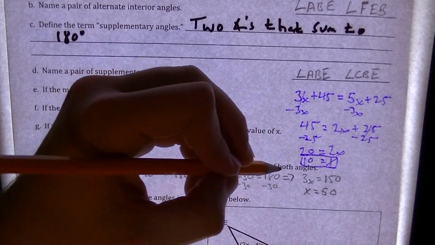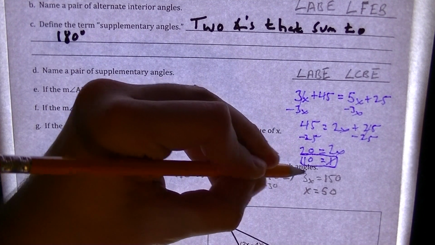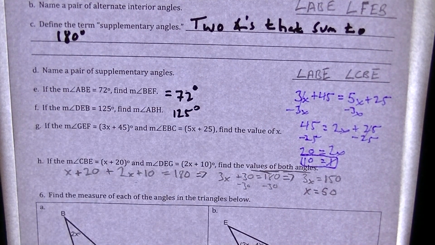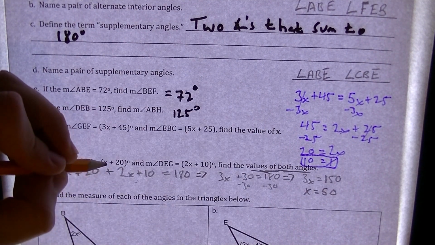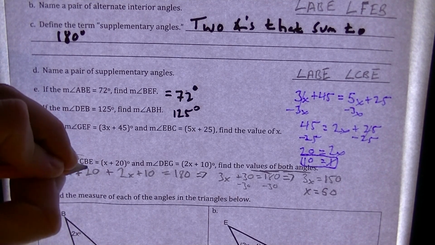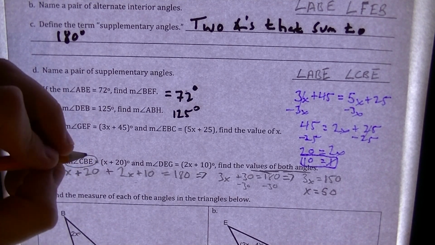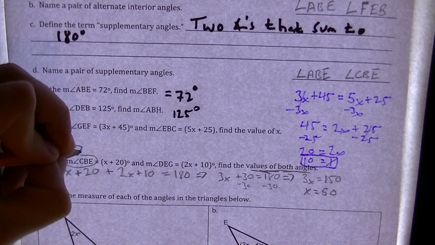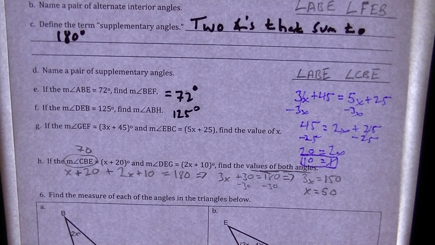But it wants me to find not x, but the value of both angles. Well, if x is 50 and I've got x plus 20, the measure of angle CBE over here is going to be 50 plus 20, which is 70.